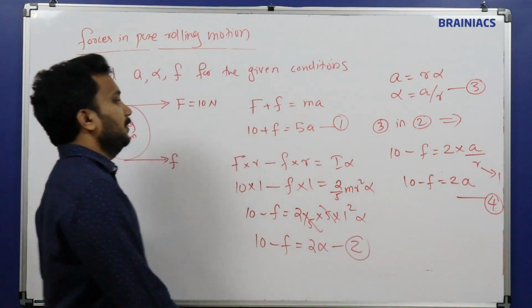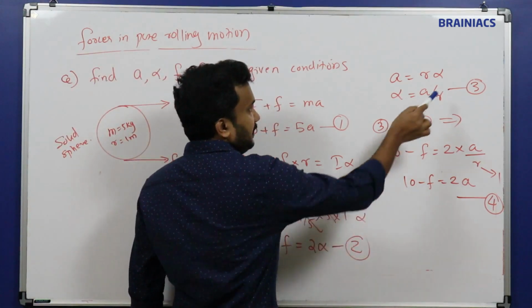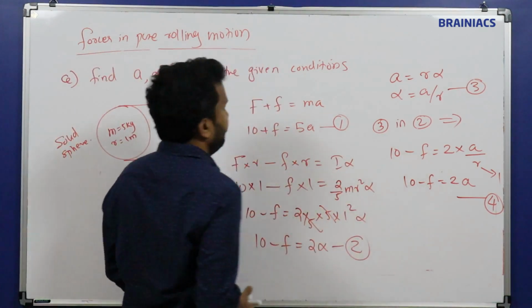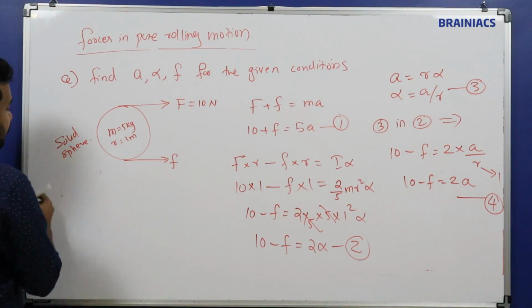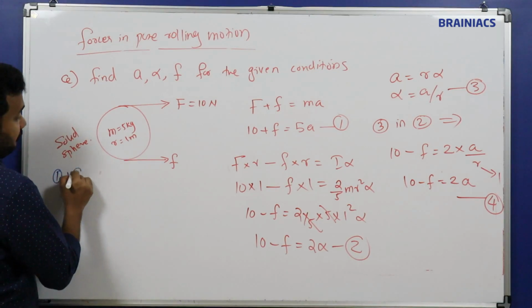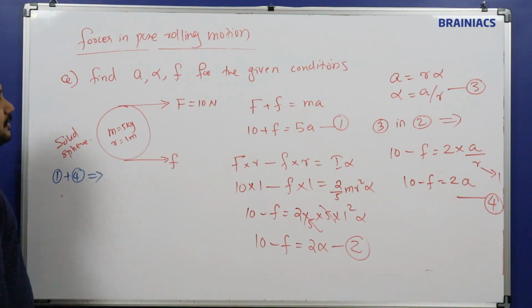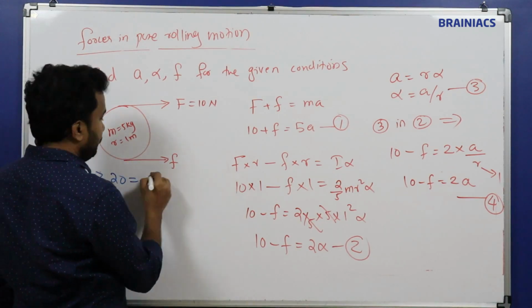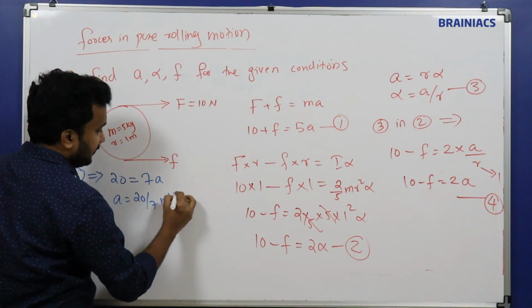So that is the method. 4 equations have come. Equation number 1 we got, equation number 2 we got. Using equation 3 we substituted into equation 2. This we already learned, right? So we got 1 and 4. Always this will come. Now I am adding 1 with 4, because I need to get A, alpha and F. So adding 1 with 4: 10 and 10 add to 20, F cancels to 0, 5A and 2A add to 7A. So acceleration is equal to 20 by 7 meter per second square.